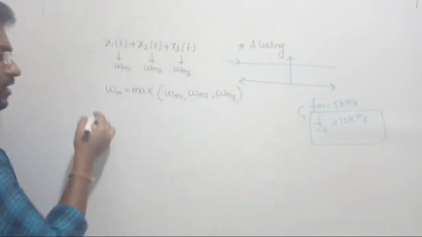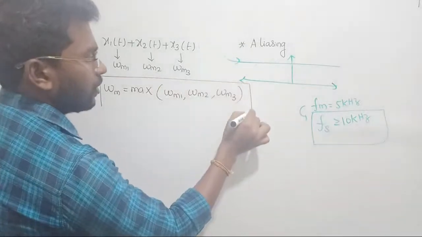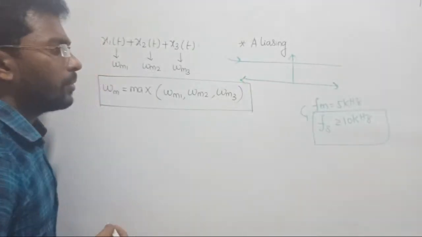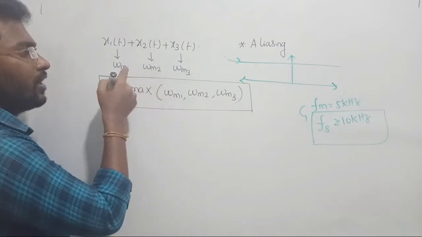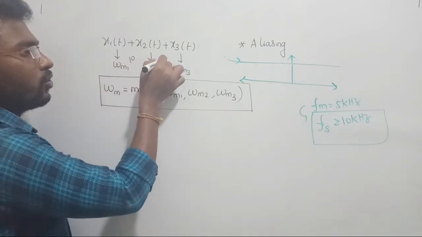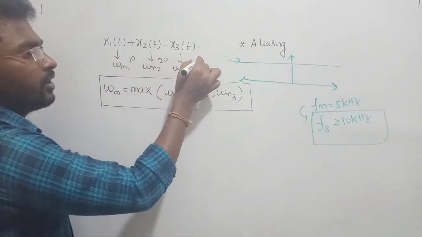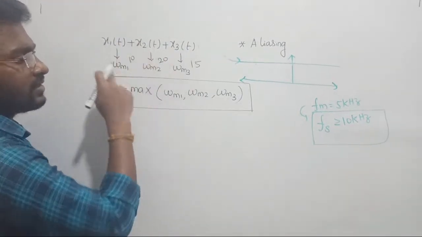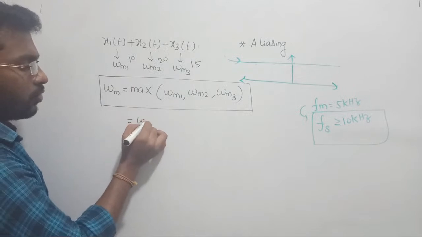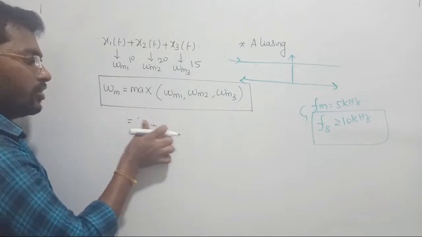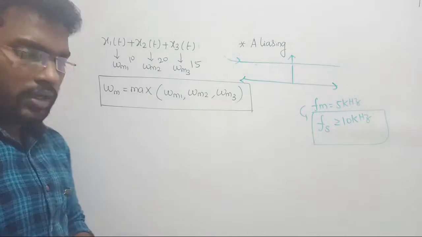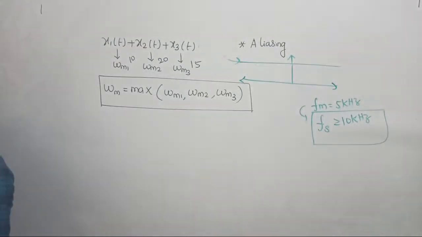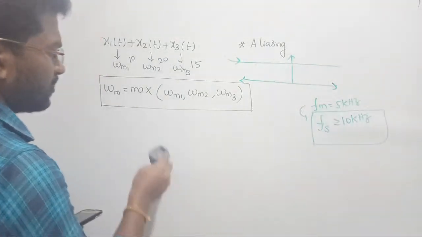In addition, you have to choose whichever of these three has the maximum value. Meaning, omega m1 is 10, omega m2 is 20, omega m3 is 15. Who has the maximum value? Omega m2. So the answer should be equal to omega m2, that is the maximum value. Like that you can choose. Clear? Yes sir. Write it as a property. It is not really a property; from observation you will understand these things, right?